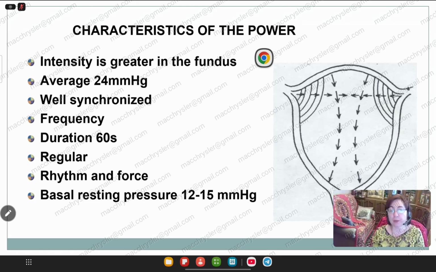Average 24 millimeters of mercury is the tonus of the uterus. The uterus always has tonus because it is a muscle organ. Muscle organs always have tonus. But if tonus is decreased or increased, in response we can have poor contractions or, on the opposite, overly intensive contractions. Contractions need to be well synchronized. Well synchronized contractions are contractions with normal polarity.